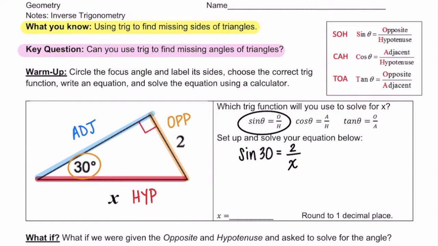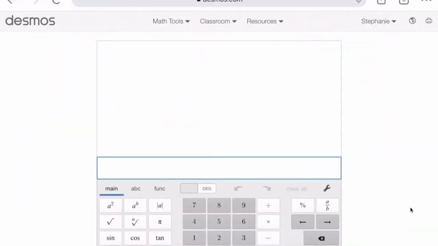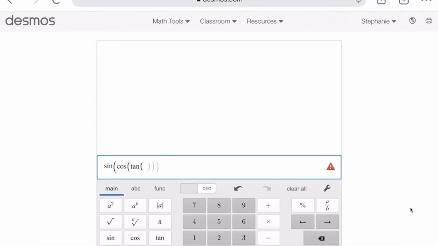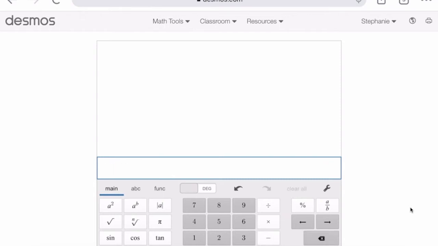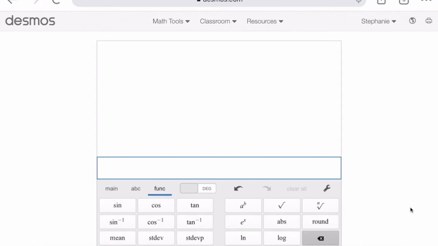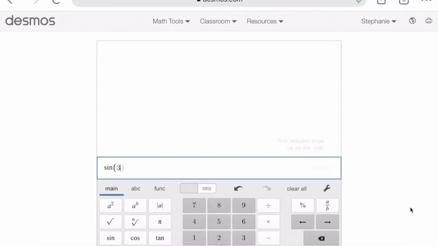Well, there's two things that we can do. We can either use our table or we can use a scientific calculator. So using the Desmos scientific calculator, I see here that I have sine, cosine, and tangent. I can also, if I wanted to, click on the functions button and the same three are there, sine, cosine, and tangent. So we're trying to find the sine of a 30-degree angle. So I go to sine 30, and it looks like my answer is 0.5.